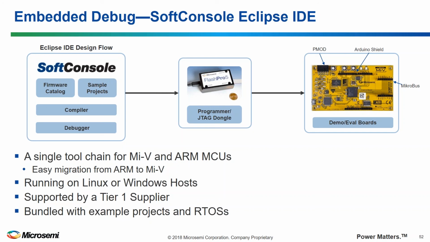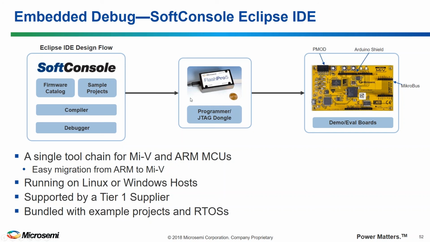It also works for ARM processors. So any of our parts that have the Cortex-M3, we have a soft Cortex-M1. You can use SoftConsole to develop code for those. Runs on either Windows or Linux. Okay, and we have a number of example projects. We have some RTOSes for different designs and so on.